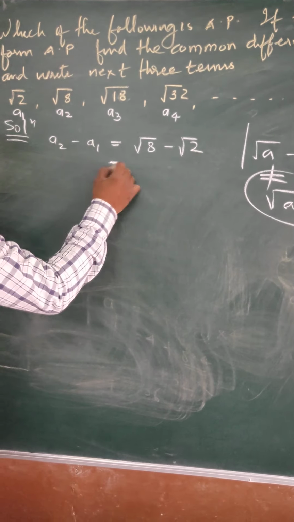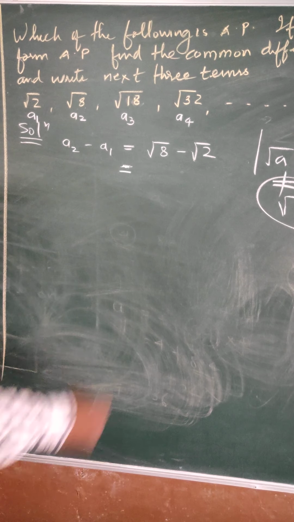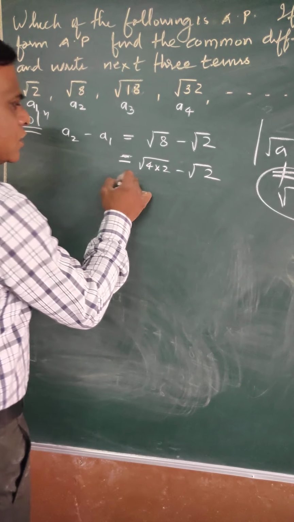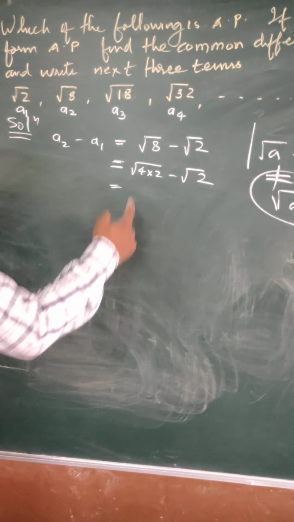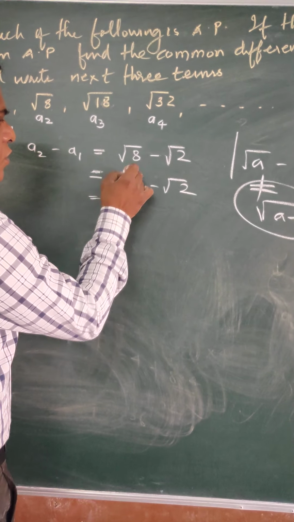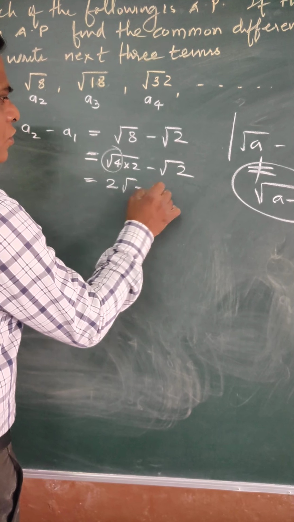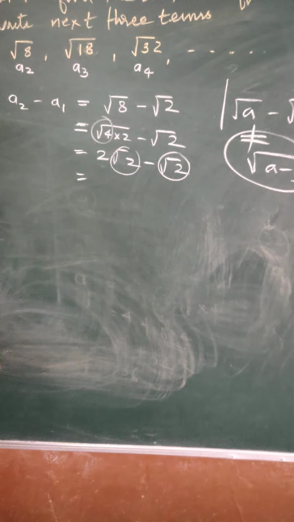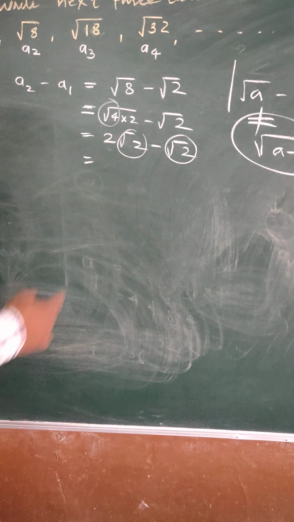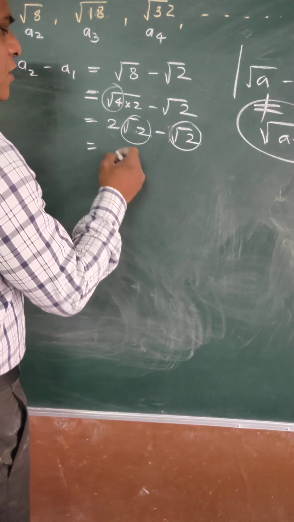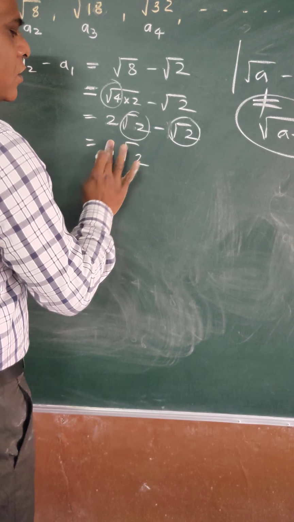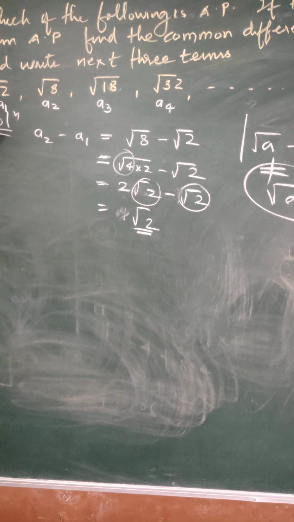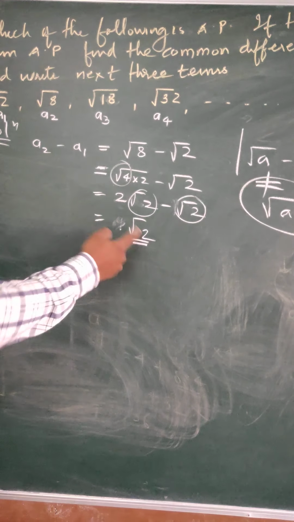But under root of 8 can be written in the form of 4 into 2, minus root 2, that is equal to under root of 4 into root 2, so under root of 4 is 2, giving 2 root 2 minus root 2. Now you are in the position to subtract because it is root 2 in both: 2 root 2 minus 1 root 2 becomes 1 root 2, or simply root 2. So we can see the difference between the second term and the first term is root 2.